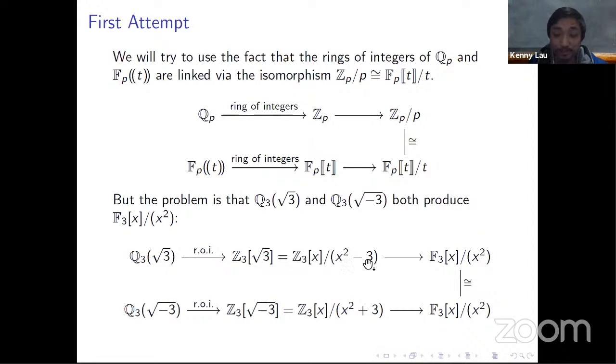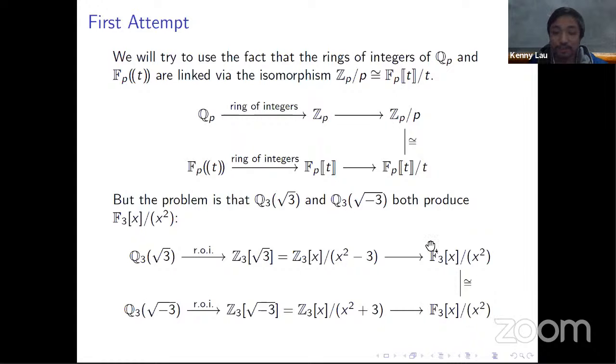So by that fact, you also have this isomorphism. And if you descend this extension to F_3, then you get F_3[x] mod x squared, because 3 is the same as 0 in F_3. So you don't keep the 3 here. And if you start from Q_3 with square root of -3, then you can follow the same steps. The x squared plus 3 is still an Eisenstein polynomial, and 3 is still 0, so you will still end up with the same extension.